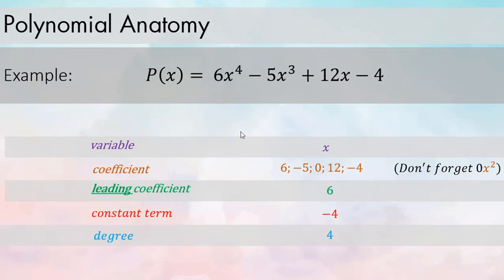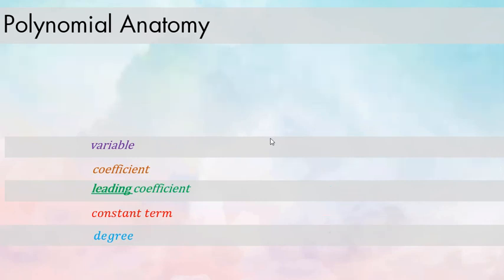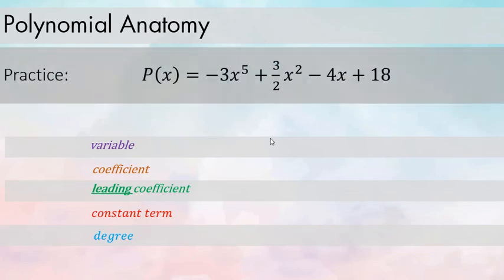Let's have another look at this example before we move to another one. Okay, now let's practice with this example here. P(x) equals negative 3x to the power of 5 plus 3 over 2 x squared minus 4x plus 18. The variable, still the same, x.